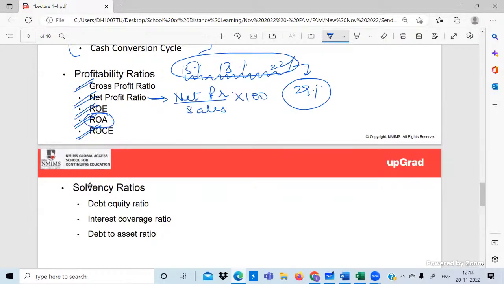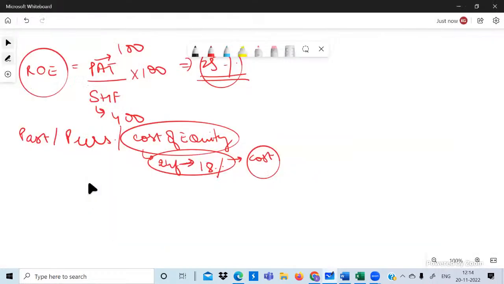Now, return on asset basically tells you how efficiently you are running your business and what is the profitability that you're generating when you use your assets. So how do I calculate my return on asset, that's ROA. My return on asset is nothing but profit after tax divided by total assets into 100. That's my ROA, profit after tax divided by total assets into 100.